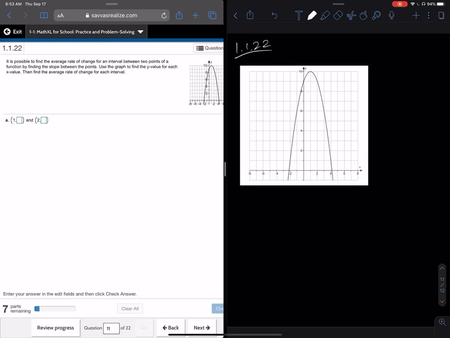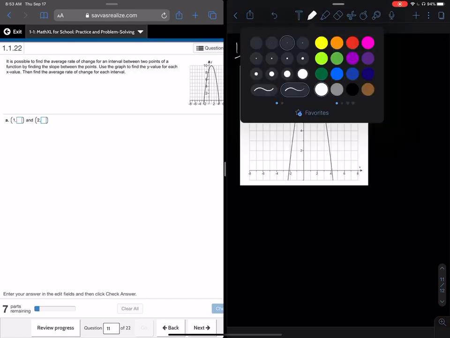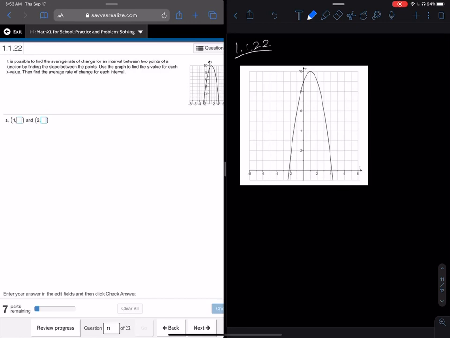Here in problem 1.1.22, it states it is possible to find the average rate of change for an interval between 2 points of a function by finding the slope between the points. Use the graph to find the y value for each x value, and then find the average rate of change for each interval. So what we're going to start with is they're giving us 1, so I've got this graph here. They're telling us 1, and then what would the y coordinate be?